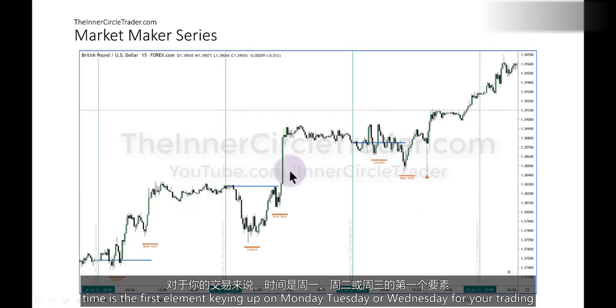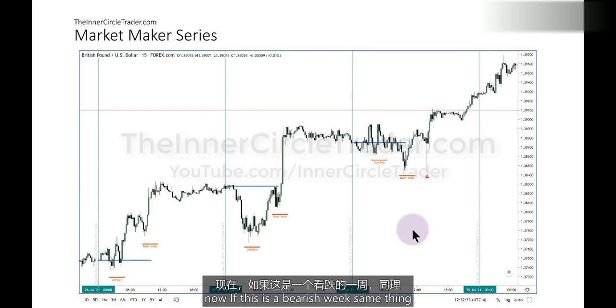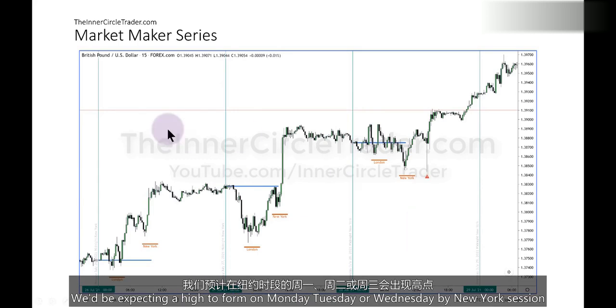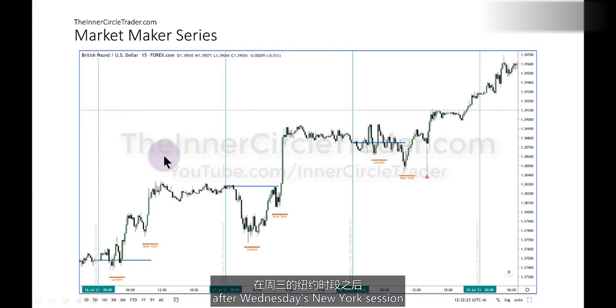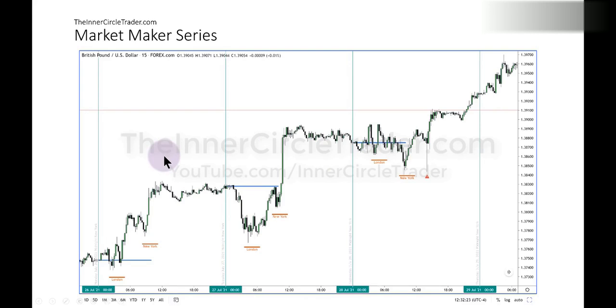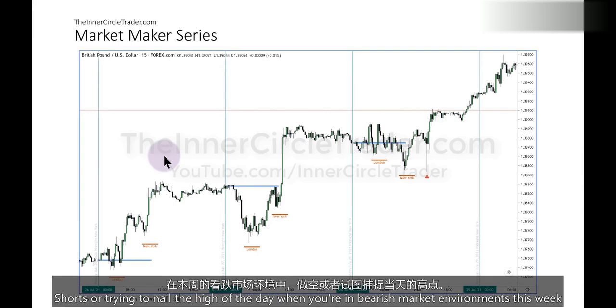Keying up on Monday, Tuesday, or Wednesday for your trading. Now, if this was a bearish week, same thing, we'd be expecting a high to form on Monday, Tuesday, or Wednesday by New York session. But after Wednesday's New York session, probabilities start to fall off precipitously about catching shorts or trying to nail the high of the day when you're in bearish market environments.